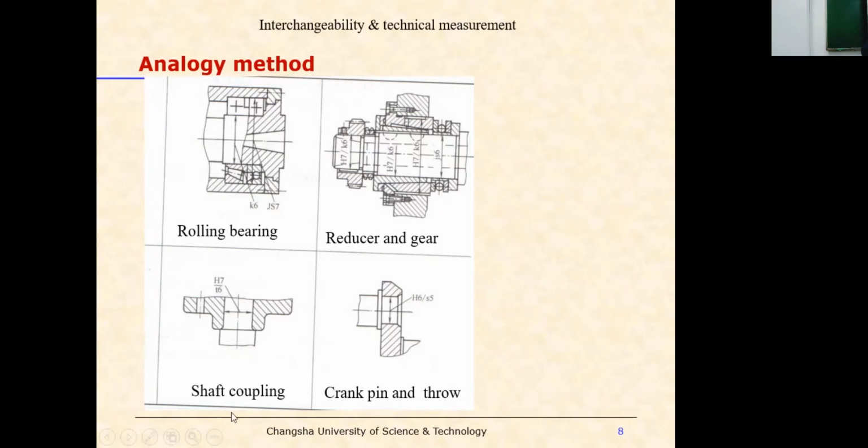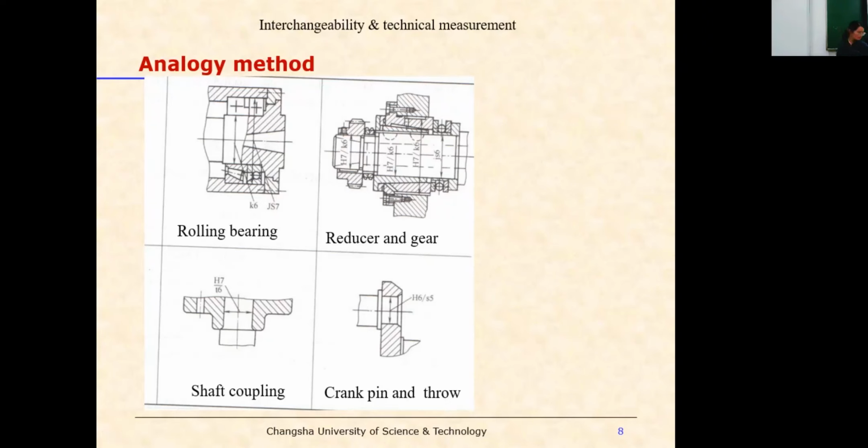For this one, a shaft coupling. So this is H7 and T6. What's the fit type for this part? H7 T6. T6 transition here. I think it's from the interference.